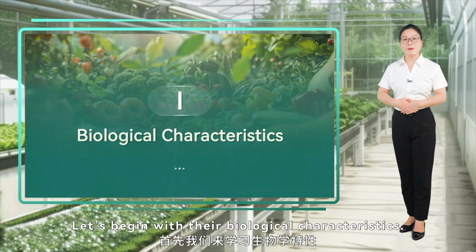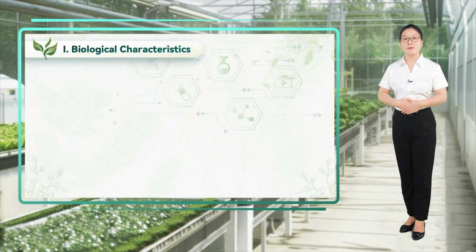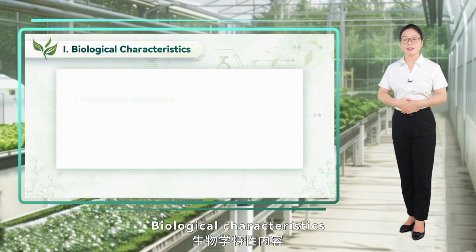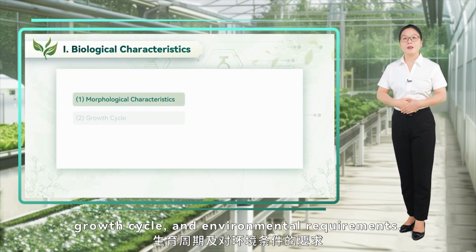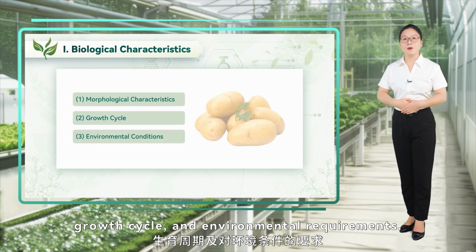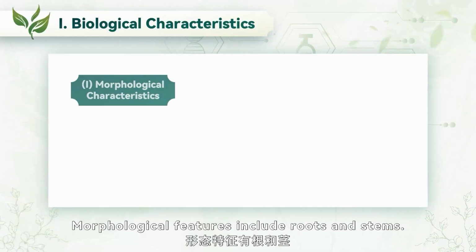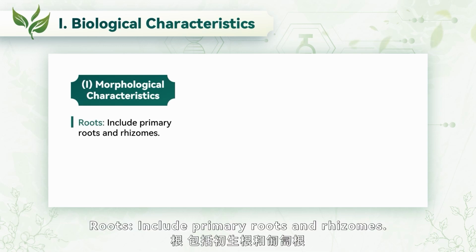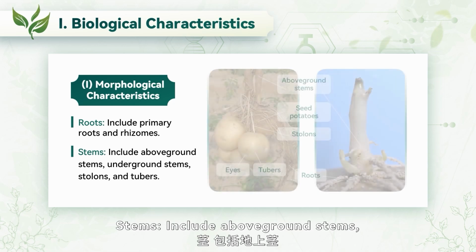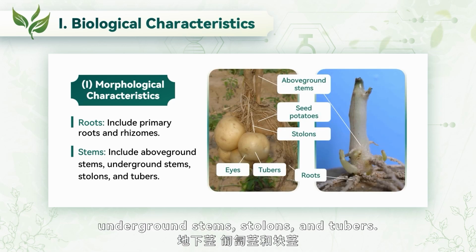Let's begin with their biological characteristics. Biological characteristics include morphological features, growth cycle, and environmental requirements. Morphological features include roots and stems. Roots include primary roots and rhizomes. Stems include above-ground stems, underground stems, stolons, and tubers.